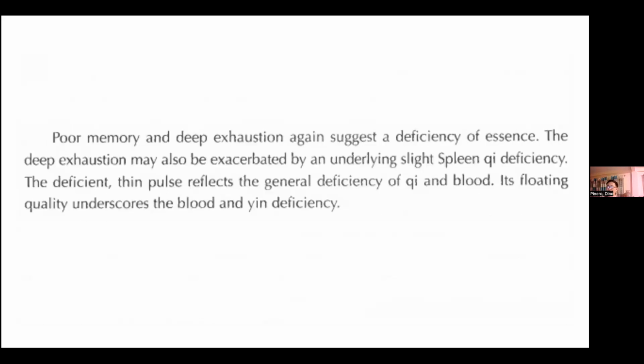So, poor memory and deep exhaustion, again, suggest a deficiency of essence. The deep exhaustion may also be exacerbated by underlying slight spleen chi deficiency. Okay? The deficient thin pulse reflects the general deficiency of chi and blood. So, we check the pulse, and it is weak. Its floating quality underscores the blood and yin deficiency. Okay?